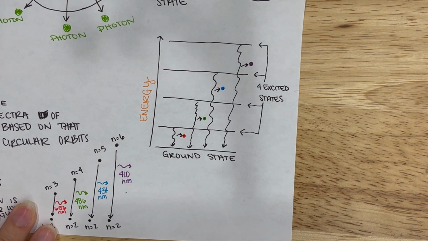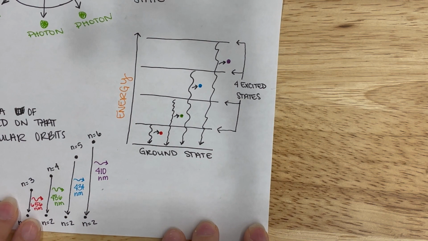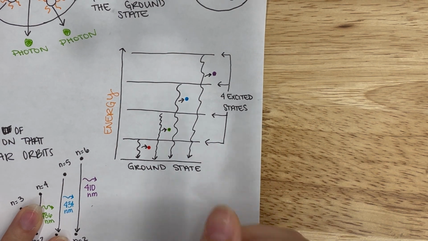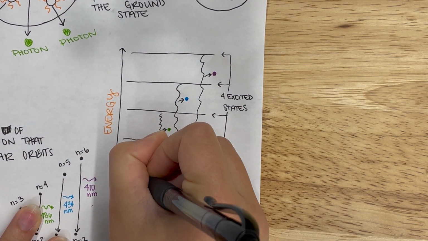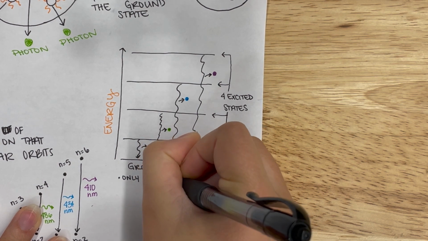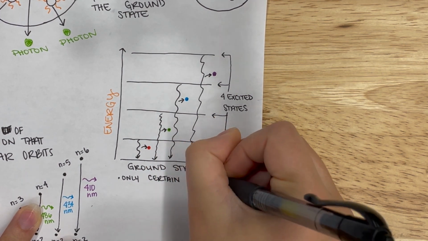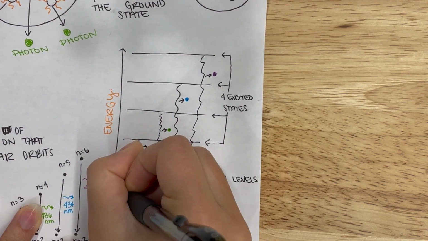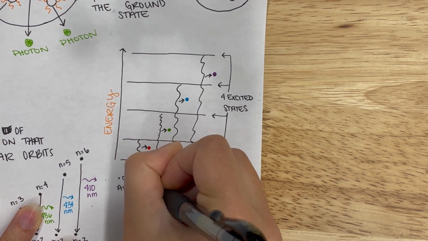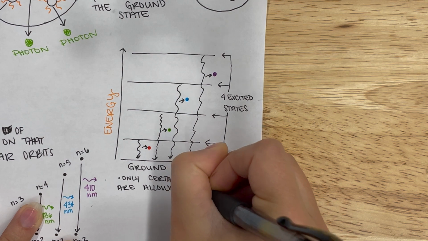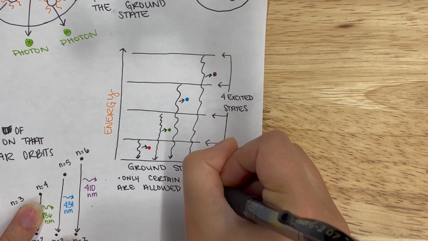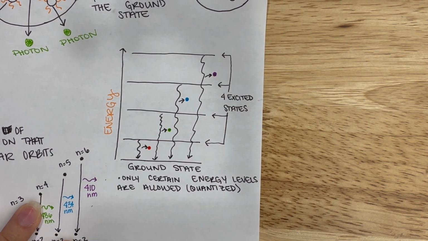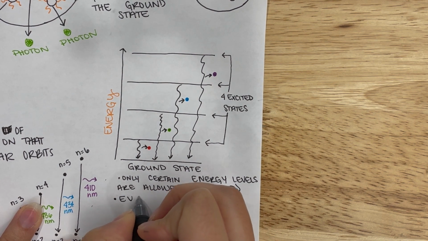Now, for each individual element on our periodic table, there's only certain excited states that are allowed, right? So we say only certain energy levels are allowed. And the word that we use to explain this is we say that our energy levels are quantized. Right? There's only certain states that we're allowed to go to. And every atom is quantized.